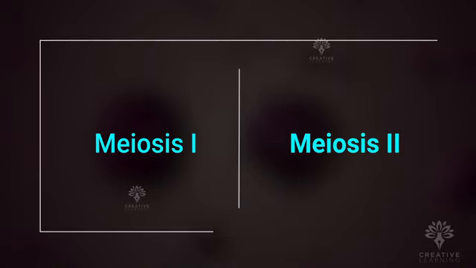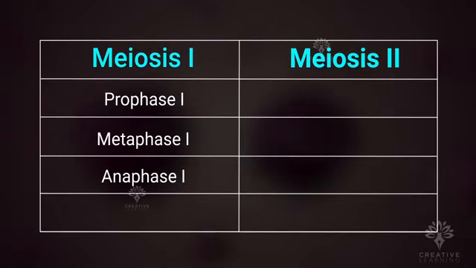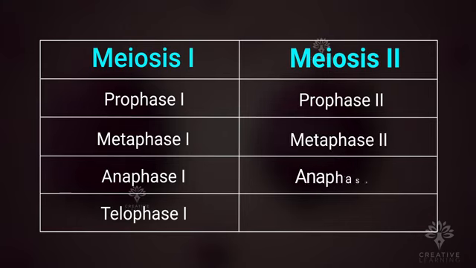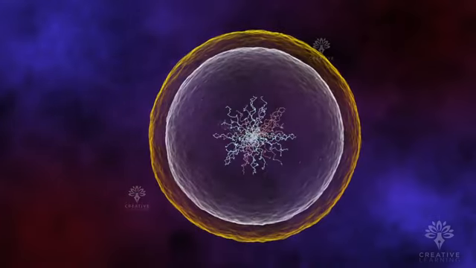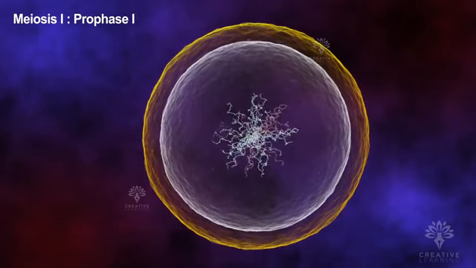There are 4 phases in meiosis I: prophase I, metaphase I, anaphase I, and telophase I. Additionally, there are 4 phases in meiosis II: prophase II, metaphase II, anaphase II, and telophase II. Meiosis I. Now, let's focus on the first stage of meiosis, known as meiosis I.